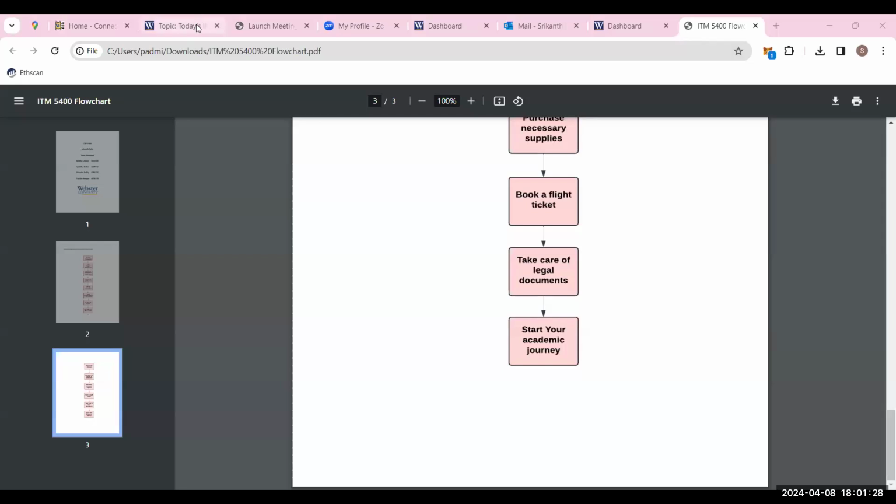So we're going to talk about chapter 4, which is structured analysis. Let me share my screen here.